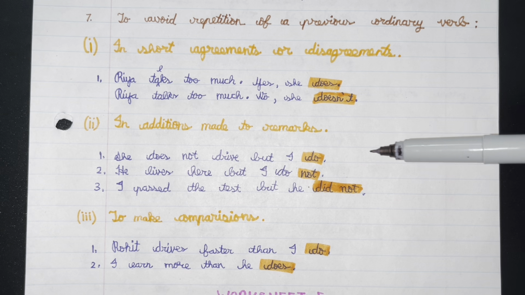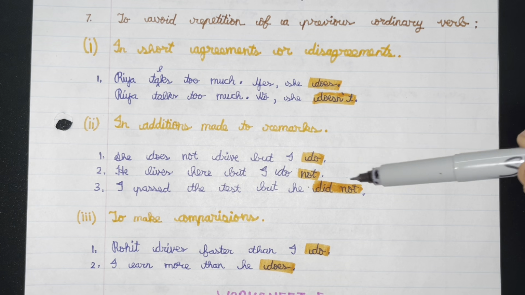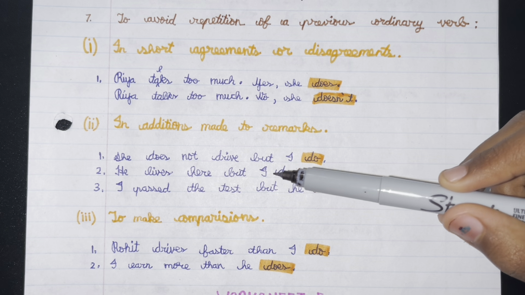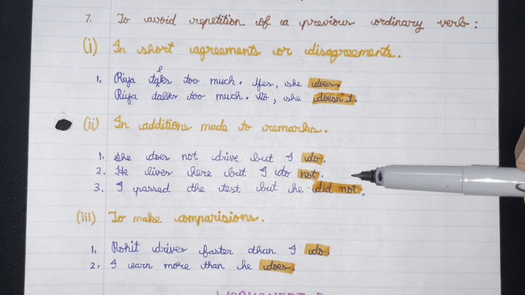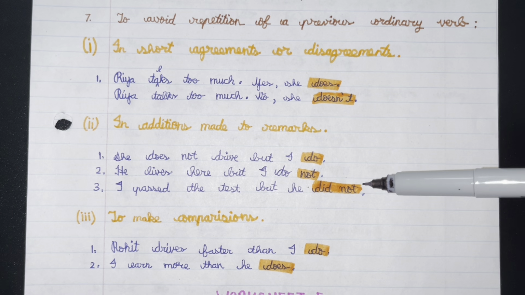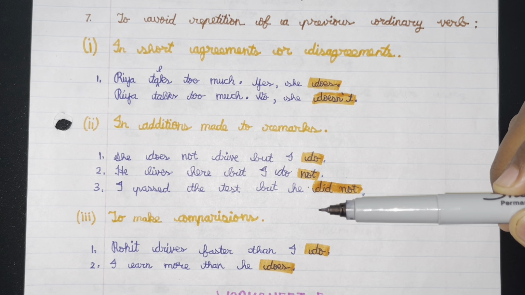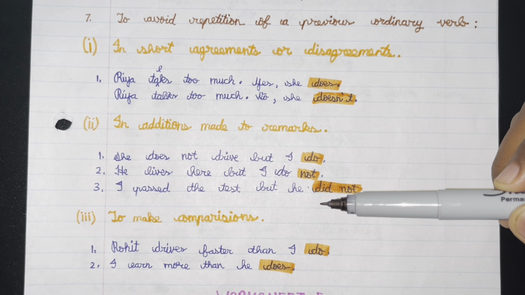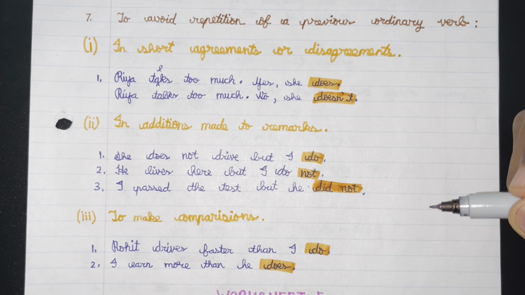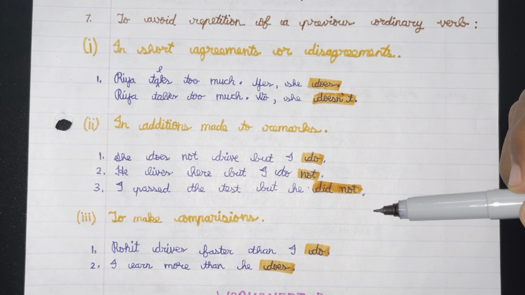Second one, in additions made to remarks. She does not drive, but I do. So these are called remarks. These are not comparing, but these are remarks. So first example, she does not drive, but I do. He lives here, but I do not. I passed the test, but he did not. These are called remarks. Third way, to make comparisons. Rohit drives faster than I do. So now you're comparing. I earn more than he does.